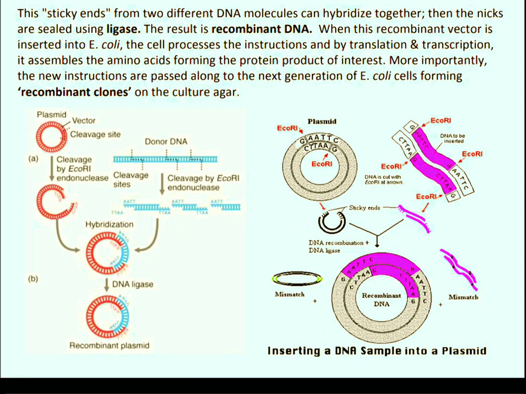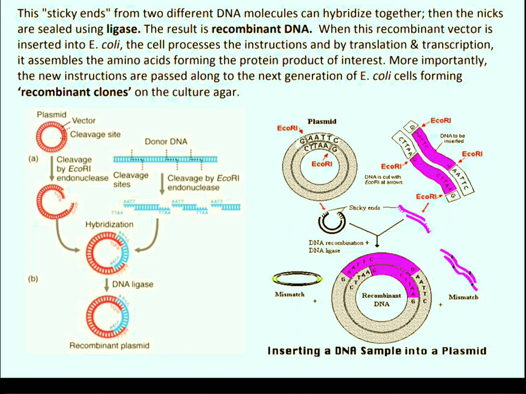Next, the sticky ends from two different DNA molecules hybridize together and we get a hybrid molecule. Then the nicks are sealed using ligase enzyme. The result is rDNA. When this recombinant vector is inserted into E. coli, which is a bacteria, the cell possesses the instructions, and by transcription and translation, it assembles the amino acids forming the protein product of interest, which we want. More importantly, the new instructions are passed along to the next generation of E. coli cells, forming recombinant clones on the culture agar.